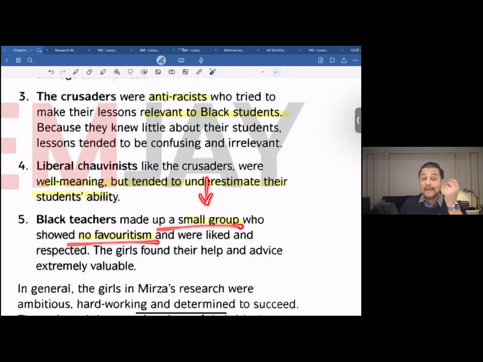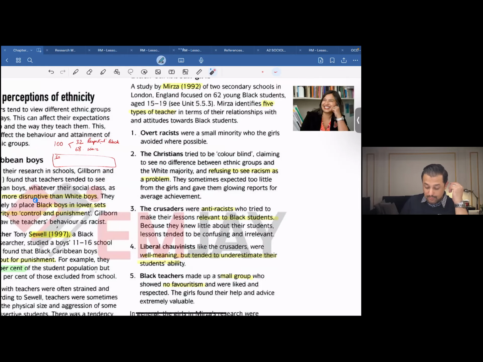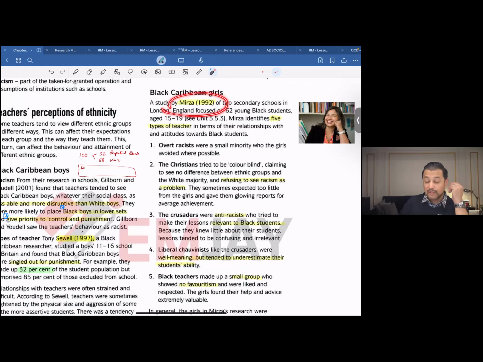Again, they were liked, they were respected, and they gave help and advice. They were extremely valued by these Black girls. So to sum it up, we just spoke about five different categories that were put forward by Heidi Safia Mirza in the early 1990s. She came up with these categories based on research where she studied two secondary schools in London. Her research focused on 62 young Black students with the age range of 15 to 19 years.